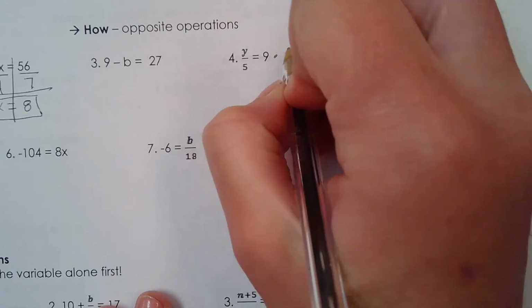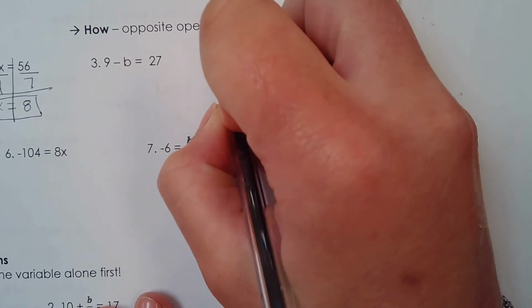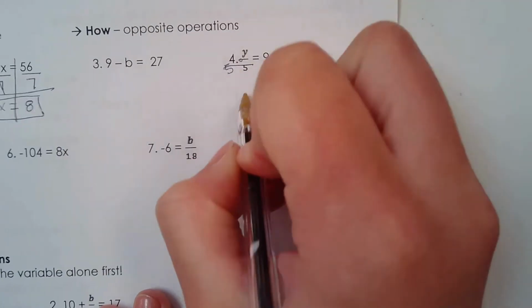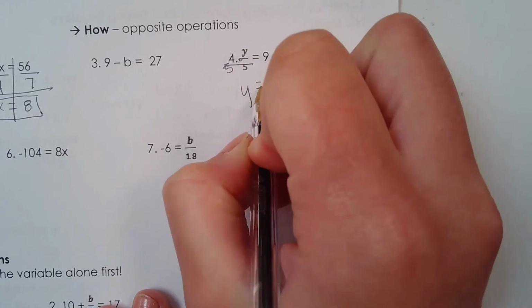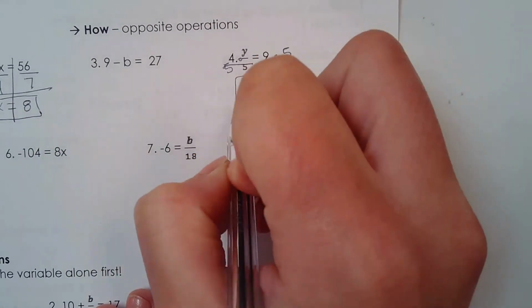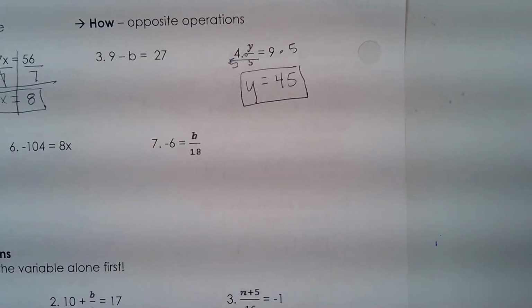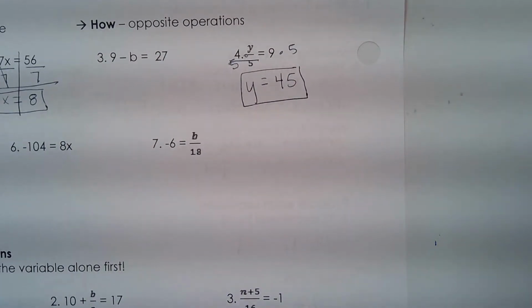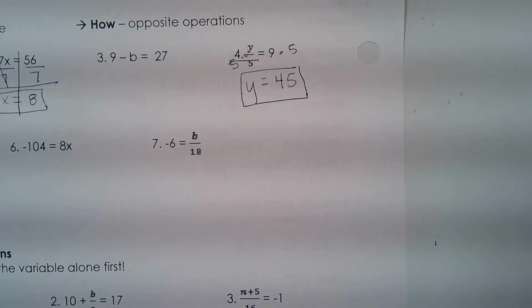Which is exactly what we're going to do right now. So we're multiplying each side by 5 times 5. So those will cancel out, the y will drop down. And what is 9 times 5? 45. Questions?